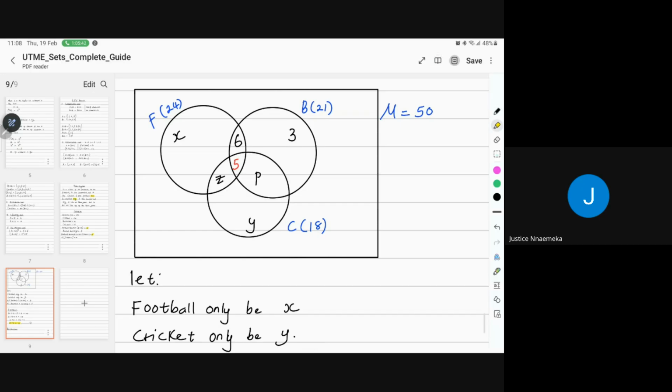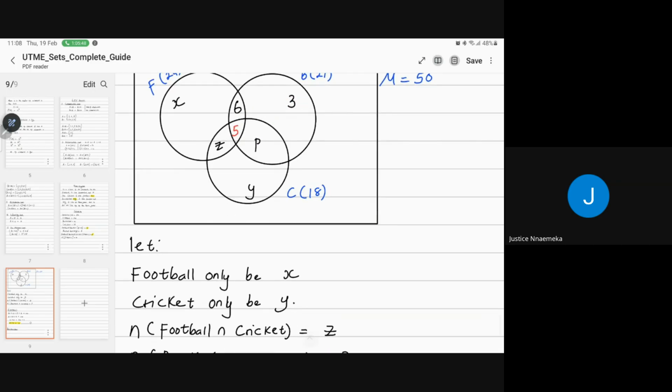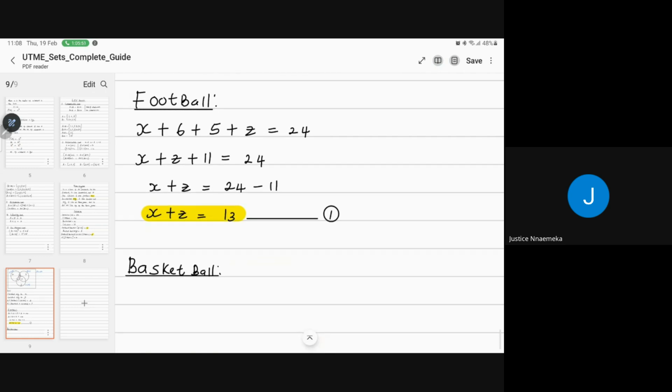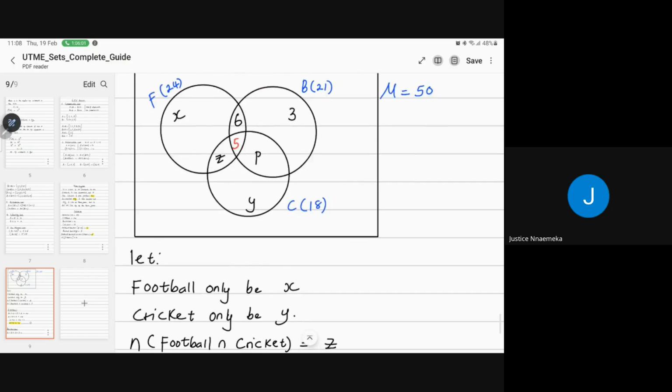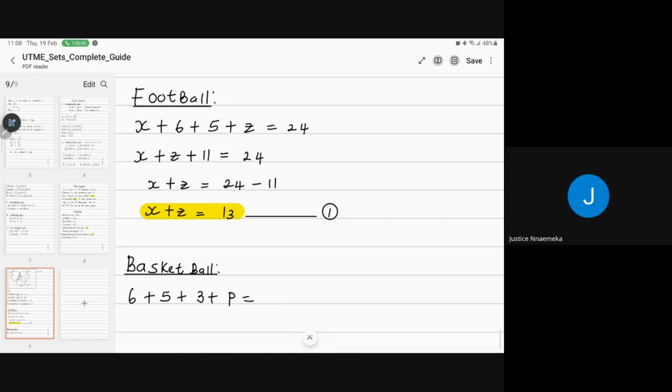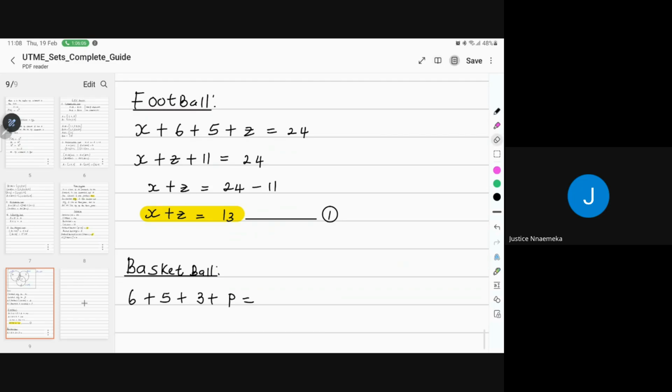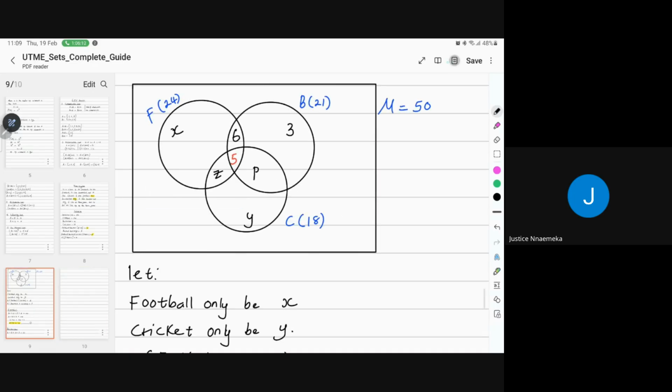So what do we have inside the circle of basketball? We'll have 6, 5, 3, and P. So 6, 5, 3, and P is equal to how many persons like basketball? There are 21 of them. So this is equal to 21. Now, we can simplify this further.